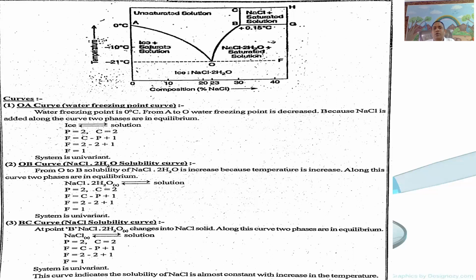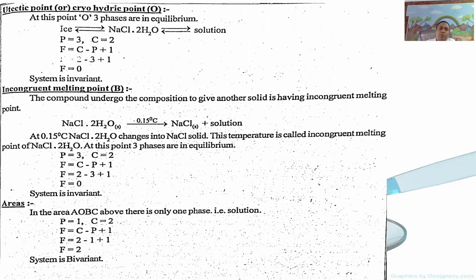The AO curve shows the melting point curve of potassium iodide. Then the BO curve shows the freezing point curve of the water. In these two curves, AO and BO, two phases exist in equilibrium. In the AO curve, one is solid salt potassium iodide and the other is liquid potassium iodide solution. But in the BO curve, solid water, ice, is in equilibrium with the liquid salt water. Here in the AO as well as BO curves, two phases exist in equilibrium.